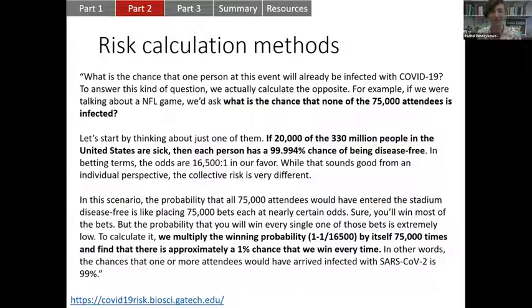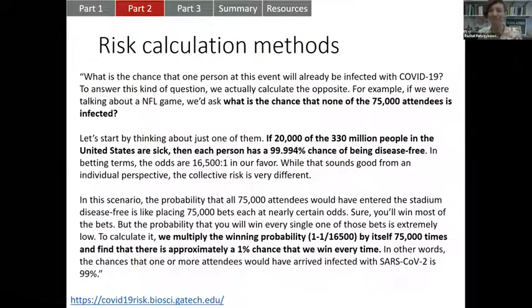And so in this example of a huge event, an NFL game, if you think about current levels of infection in the US being something like 20,000 out of 330 million people, that means each person has a 99.994% chance of being disease-free. That's good, right? That's great. We're doing awesome. So in terms of the odds there, excellent.